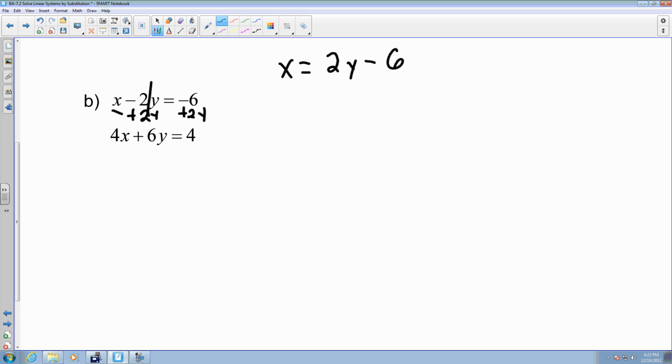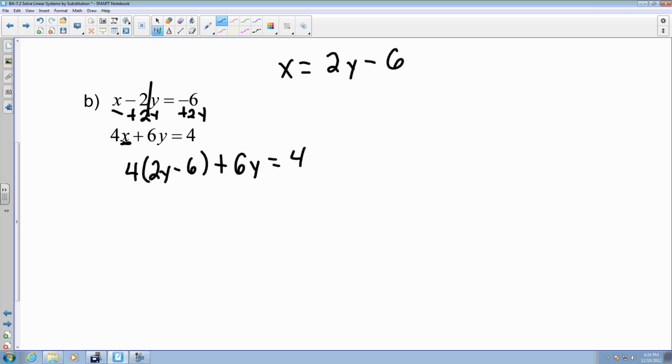Now I'm going to substitute in x right here. I'm going to use it as 2y minus 6 because I've already established that x equals 2y minus 6, so I can substitute it in. So now I have 4 times 2y minus 6 plus 6y equals 4. Now I'm going to solve for y.